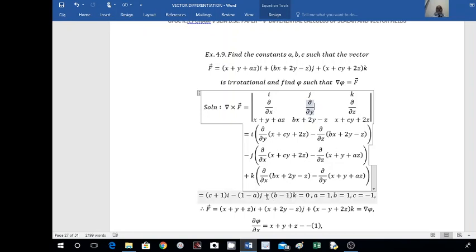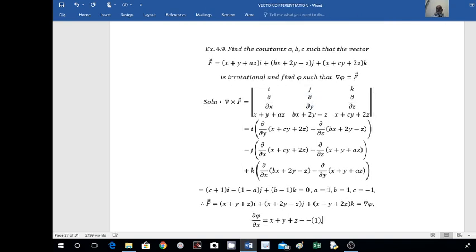Given that the vector is irrotational, means this is equal to 0. If this is equal to 0, c plus 1 equal to 0, therefore c equal to minus 1. 1 minus a equal to 0, therefore a equal to 1. b minus 1 equal to 0, therefore b equal to 1. So we have a, b, c equal to 1, 1 and minus 1. Now substituting the values of a, b, c here, I get f equal to (x plus y plus z) i plus (x plus 2y minus z) j plus (x minus y plus 2z) k.